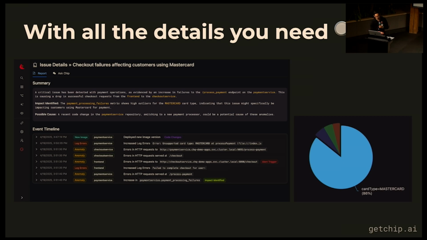It's a bit blurry up there, but this is the issue detail view that you would see, which is also pointing out that 86% of your issues are coming from the MasterCard card type in this case.